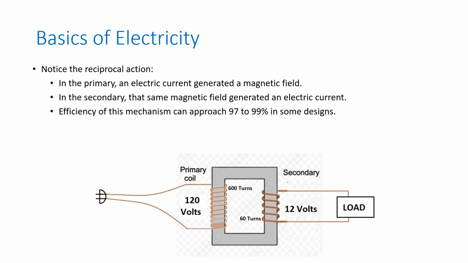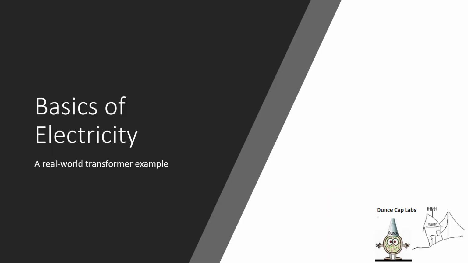So, in the primary, an electric current generated a magnetic field. In the secondary, that magnetic field generates an electric current. Overall, transformer efficiencies nowadays are always above 95% in any design I've seen. I don't really know that I've seen one that's 99% efficient, but they are rather efficient. Now, I just showed you the schematic of a transformer, which is kind of like a cartoon view.